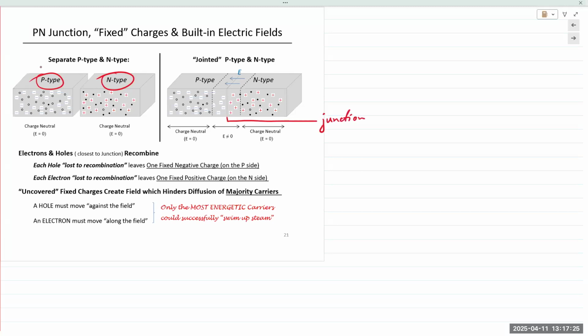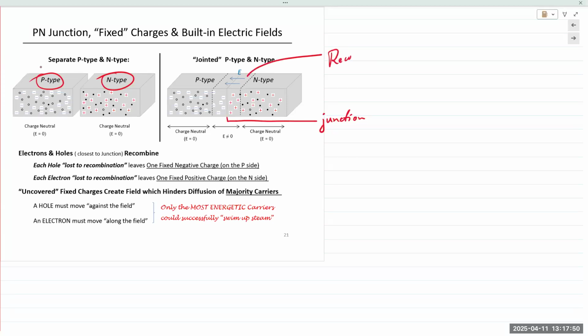Okay, this is the junction. So that junction is the border between the P-type and the N-type material. Because there is a gradient in the charges, they will start to diffuse through the junction on either side. Holes will move over to the N side, electrons will move over to the P side. And then when they come into close proximity, recombination occurs.